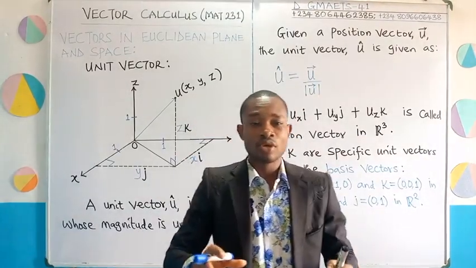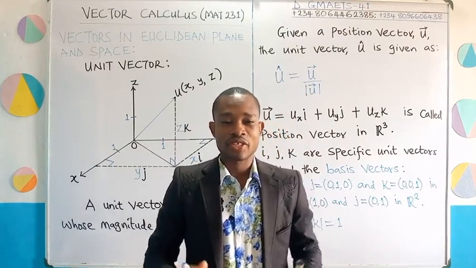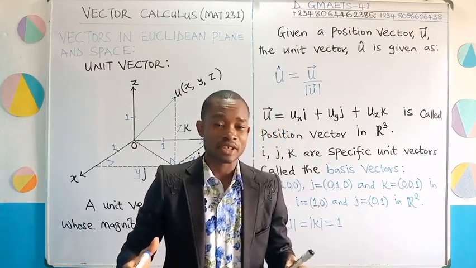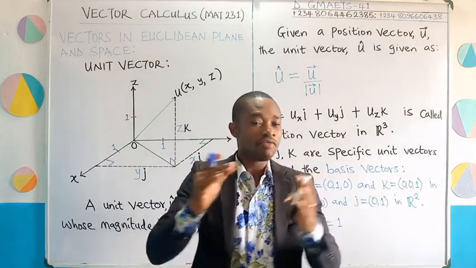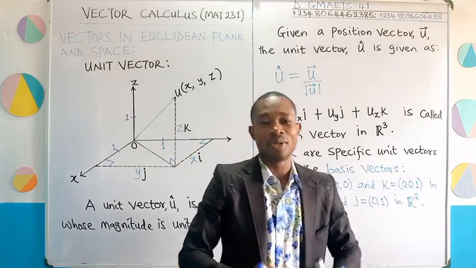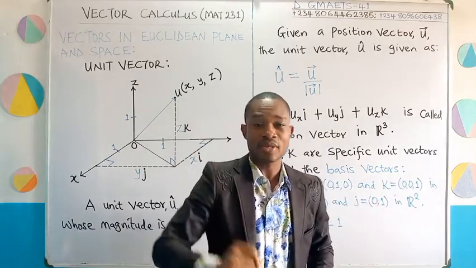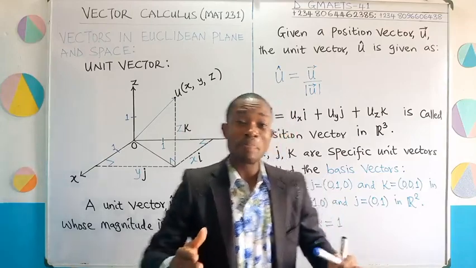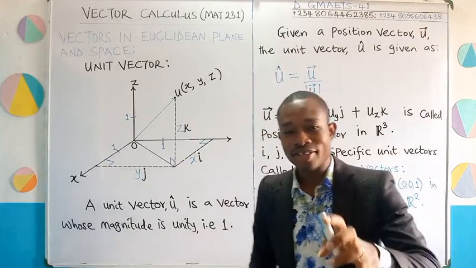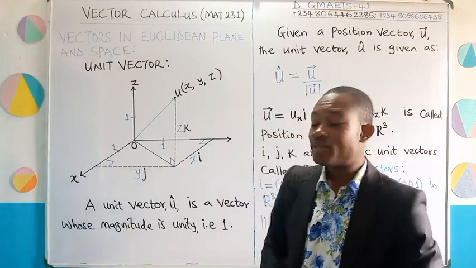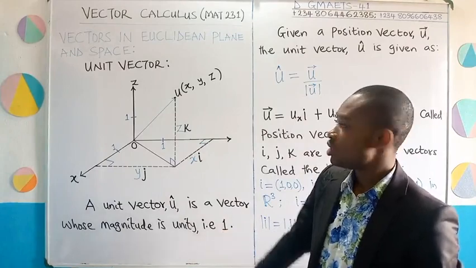Now we are going to look at the unit vector. The unit vector is a type of vector that we have. And just like the name goes, unit vector, the word unit mathematically refers to 1. So a unit vector is simply a vector whose magnitude is equal to what? 1. Whose magnitude is unity. When you say unity, that means 1. Are you following? Good.